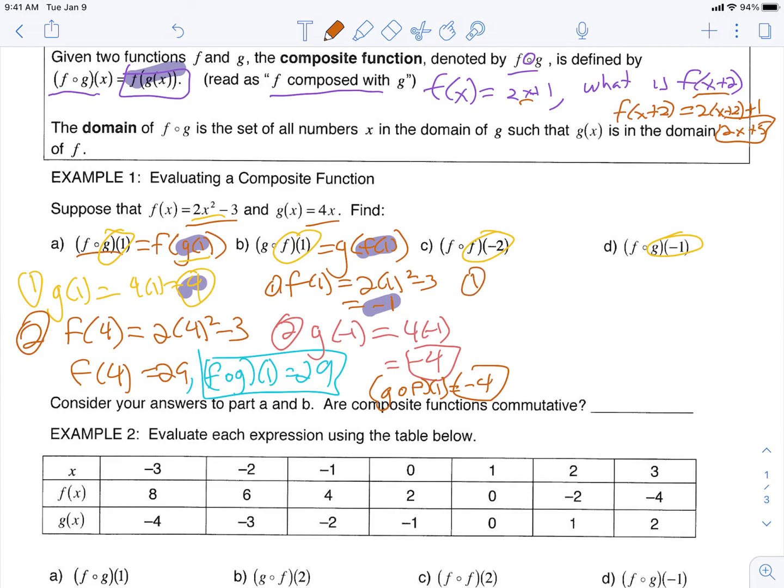So again, we find the inner part first, f of negative 2. Well, what is f of negative 2? That's 2 times negative 2 squared minus 3, which gives us 5. And once you find f of negative 2, understand that f of negative 2 is 5. That is the number 5. We just found it. So now we find f of 5. You're substituting it back into itself, but now we have this newfound knowledge that f of negative 2 is 5, so we replace f of negative 2 with 5, and we do 2 times 5 squared minus 3, so that gives us 47.